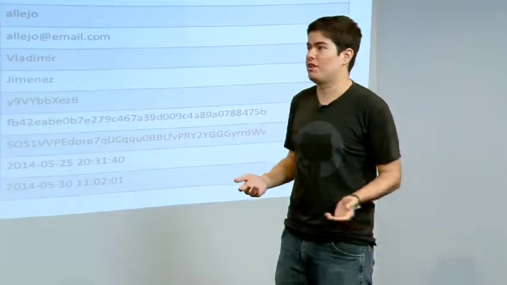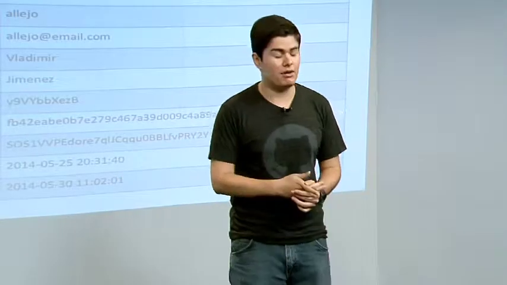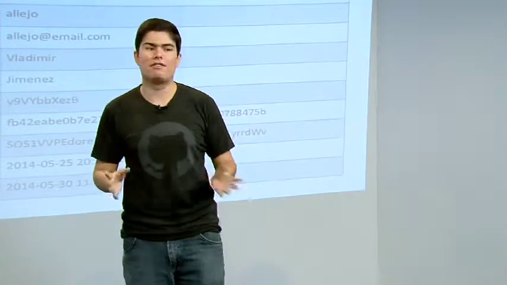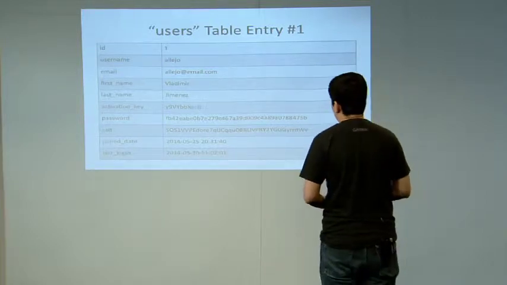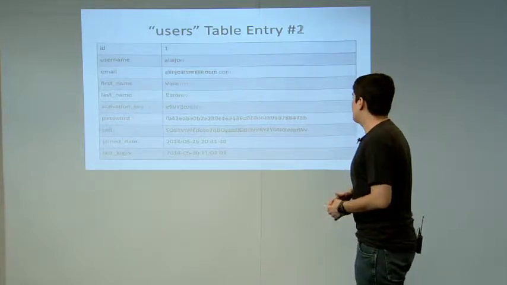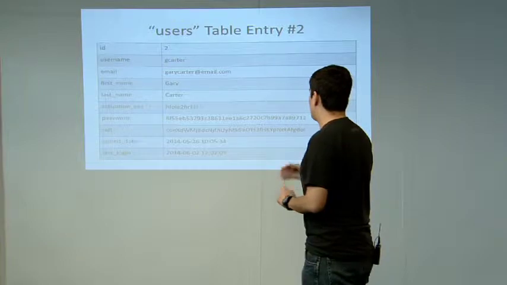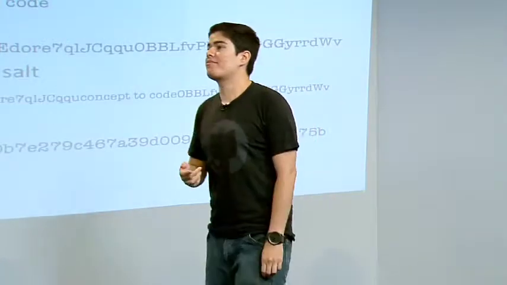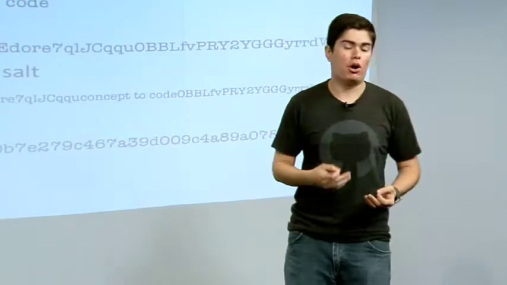For myself, I created an entry. I'm user number 1. My username is Ayeho, and my email's in there, and so on. So you can notice that's how we can store information about all the users. You can notice that the password and salt are a bit confusing. They're random gibberish, as you can see. For the next example, there's also Gary. We have an entry for Gary on the next slide. It follows the exact same format, and there's always going to be the gibberish for the password and the salt. On the next slide, our password example is going to be concept to code. And whenever we store passwords in a database, we always want to have them hashed.